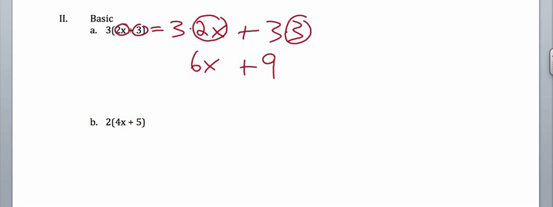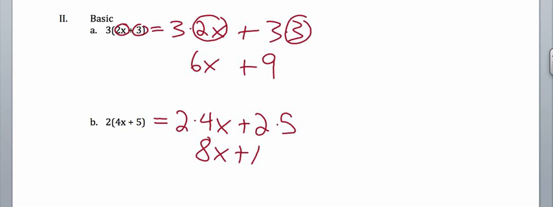Why don't you try B on your own, pause, and then come back when you're done. Alright, so I'm assuming you've done that by now, and you should have had 2 times 4x plus 2 times 5 after you distribute, and we get 8x plus 10.